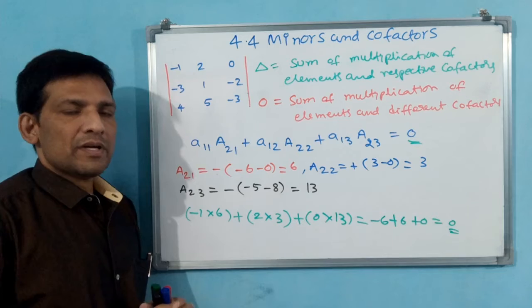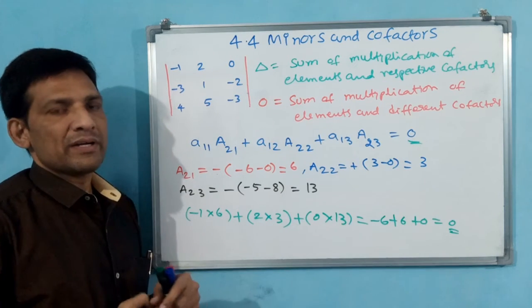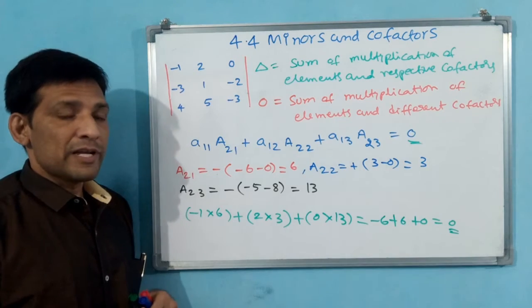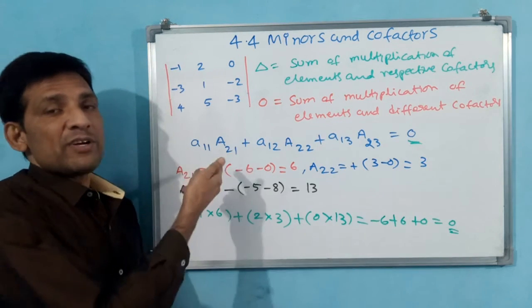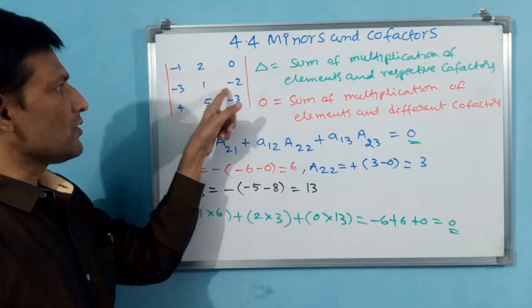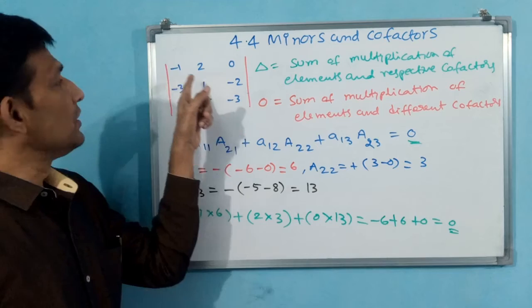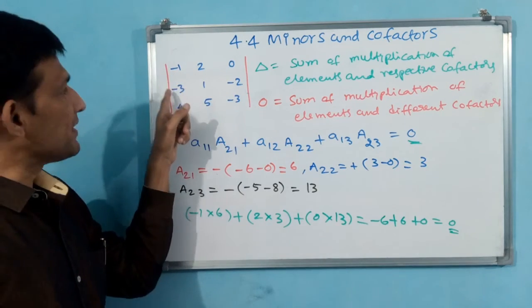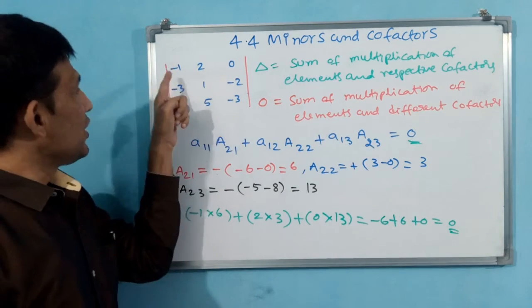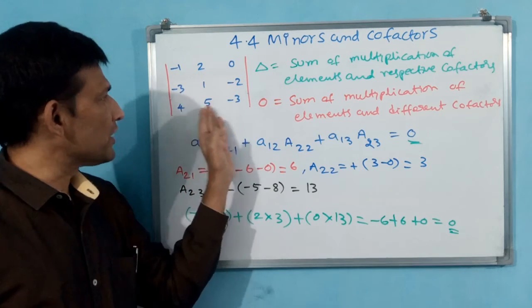Adding means sum. The sum of elements and their respective cofactors gives the determinant. But the sum of elements and a different row's cofactors gives 0. See, if you take cofactors from the second row, then you have to take all cofactors from the second row. Element from the first row, cofactor from the second row. Or element from the first row, cofactor from the third row. All cofactors you have to take.